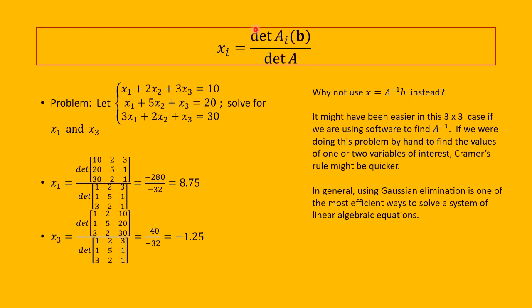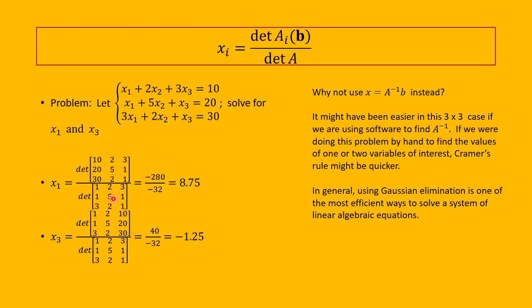So for reference, here's the formula for Cramer's rule. And let's look at this problem. Let's consider this system of equations. They're linear algebraic equations. And let's solve for x sub 1 and x sub 3. Okay, so x sub 1 then is going to be the following.